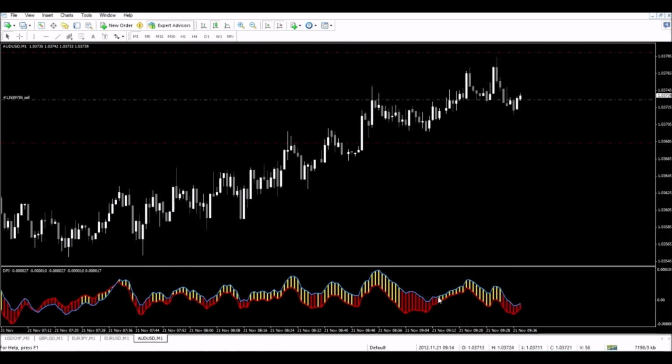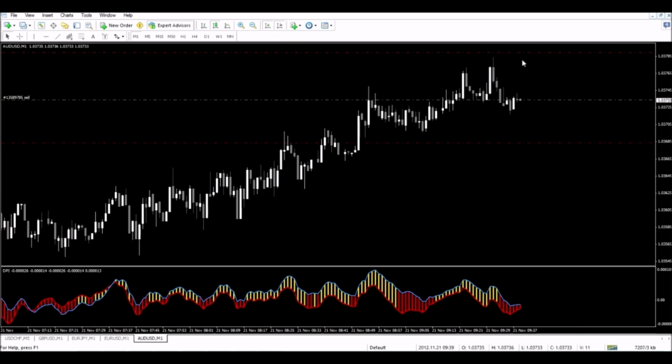Down here we see the DPI indicator. This is being used to confirm our entry, and being a red histogram, it's telling me that we're only going short. So I've added my stop loss and take profit as per the rules of the rapid results method.